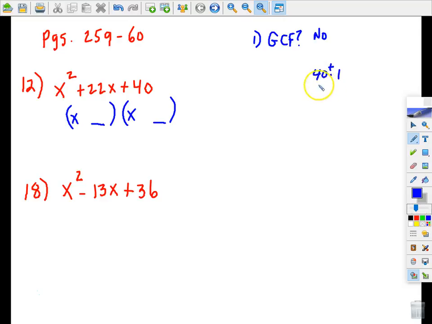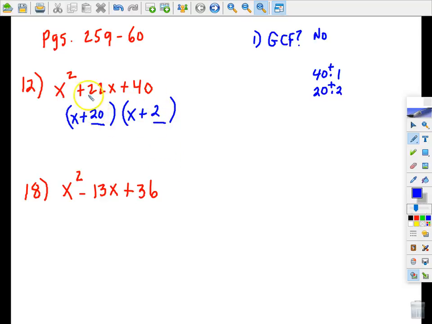So we'll keep looking. 20 times 2 multiplied together, that's 40. And if you were to add those two terms together, 20 plus 2 is 22. So we have found the factors of 40 that add up to our linear coefficient of 22. So those are the numbers that go in the other parts of our answer. And I could have switched these. I could have put 2 here and 20 here.